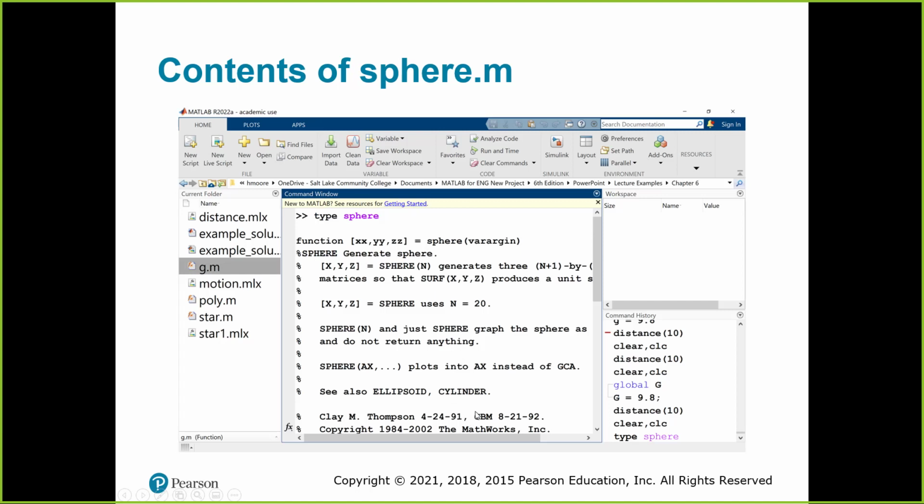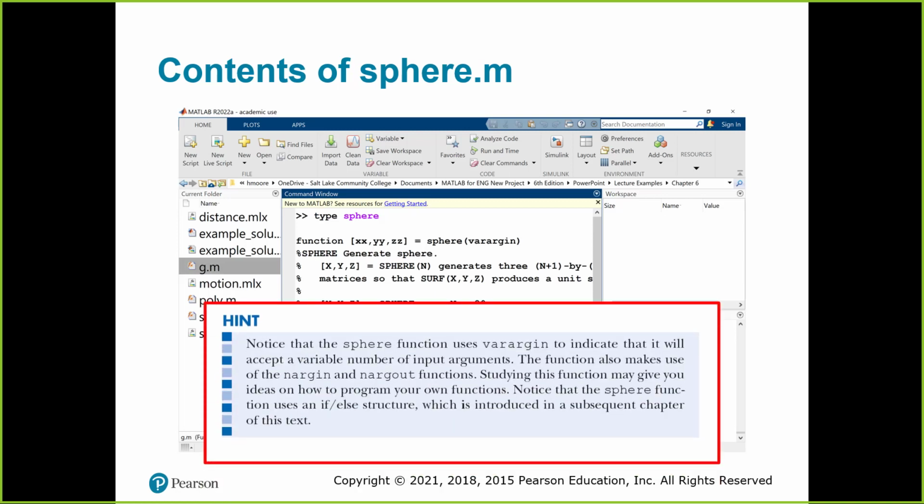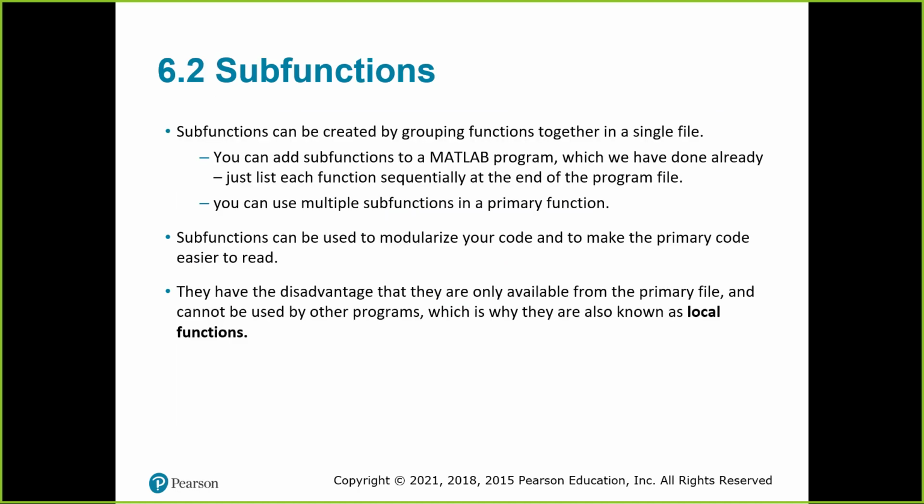And then again, this is a variable argument, to indicate that it will accept a variable number of input arguments. So it's not a specific number of inputs. It could be either 1, 3, or however many.